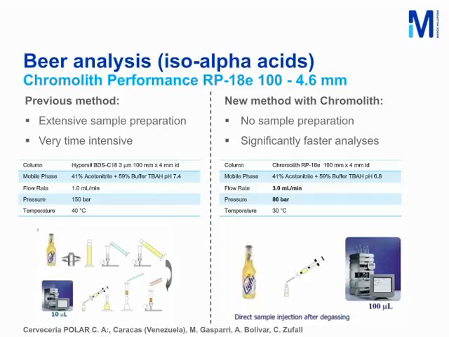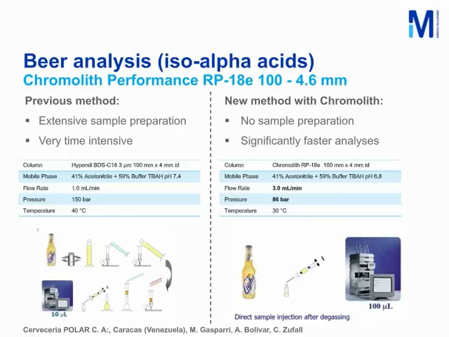The fourth method we show was developed by a customer at Cerveceria Polar, a brewery in Venezuela, for the analysis of iso-alpha acids in beer. Originally, they had used a method with a particulate column. The extensive sample preparation required was time-consuming and costly. In addition, the column lifetime was short.